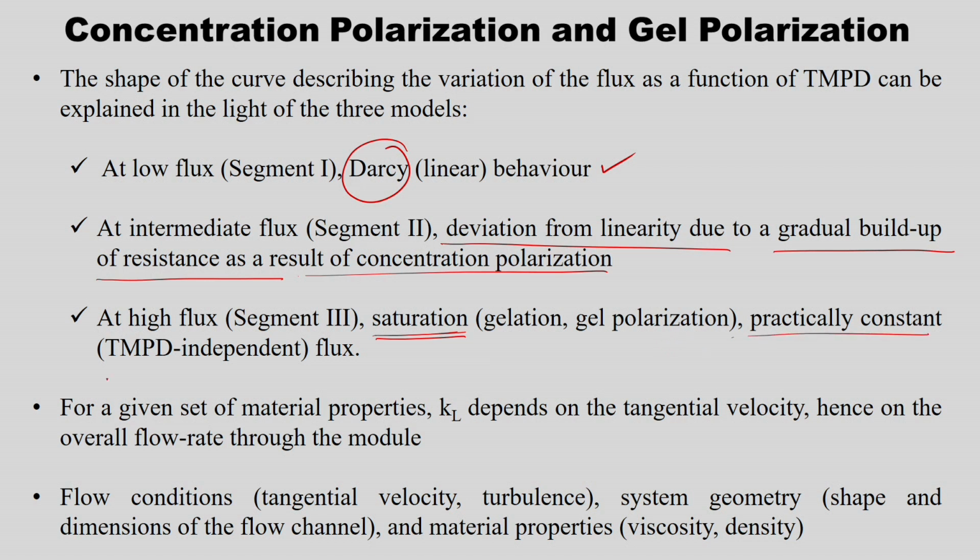So, the flux is practically constant, independent of TMPD; even if you increase the pressure nothing happens to the flux. For a given set of material properties, KL, which is the mass transfer coefficient we have seen, depends upon the tangential velocity, and hence on the overflow rate through the module. It depends upon the flow conditions, which are the tangential velocity and turbulence, and system properties such as the shape and dimensions of the flow channel, and material properties such as viscosity and density. KL depends upon everything. Okay.